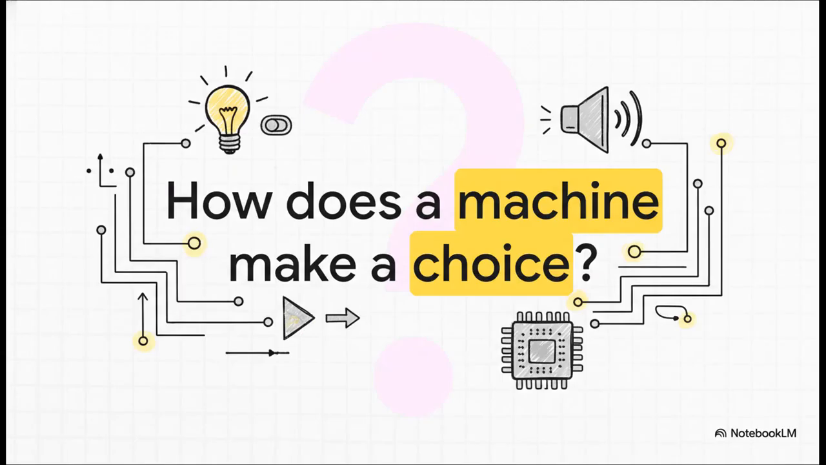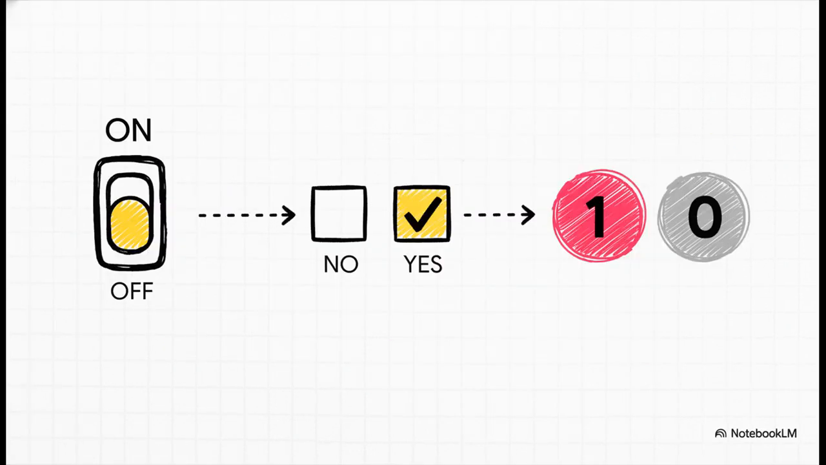Okay, so let's just dive right in with the biggest question of all. How in the world does a machine actually make a choice? I mean, it's just a bunch of metal and silicon. How does it decide to do anything, whether that's playing a song or just turning on a light? The answer is way simpler than you'd think. It all just boils down to one thing: simple signals.